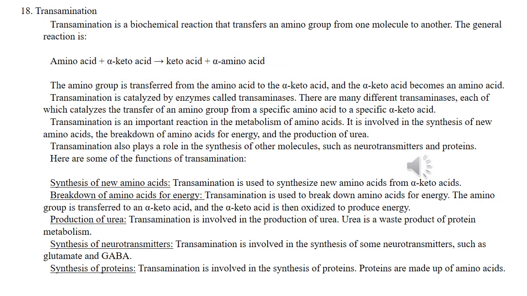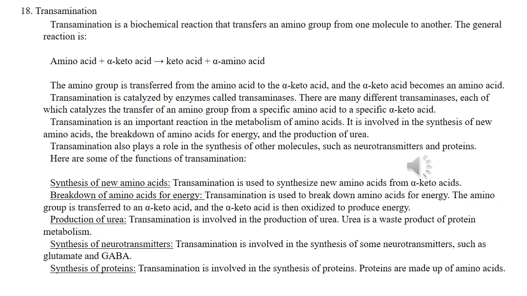Question 18. Transamination. Answer: transamination is a biochemical reaction that transfers an amino group from one molecule to another. The general reaction is amino acid + alpha keto acid ⇌ alpha keto acid + amino acid. The amino group is transferred from the amino acid to the alpha keto acid, and the alpha keto acid becomes an amino acid. Transamination is catalyzed by enzymes called transaminases.